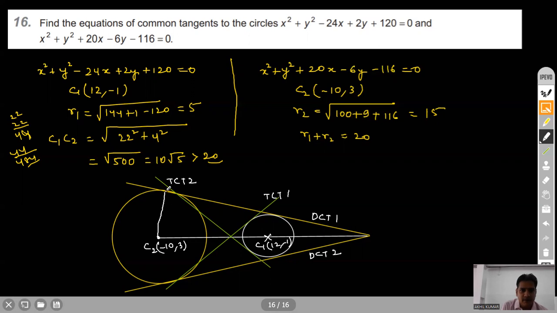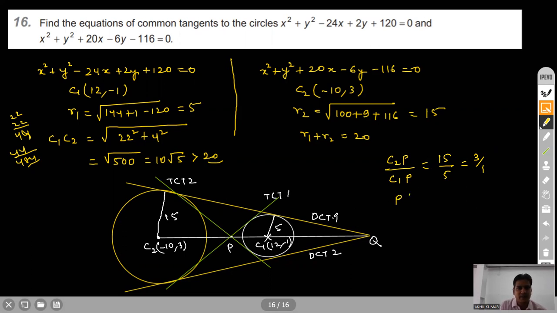This is the radius, its radius is 15. And its radius is 5. Let me take these points as P, and let me take these points as Q. P is where the transverse common tangents intersect, and Q is the point where both the direct common tangents intersect. One thing you must know is that C2P upon C1P should be in the ratio of their radii, that is 15 by 5, that is 3:1.